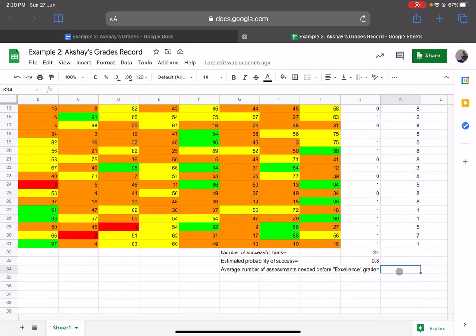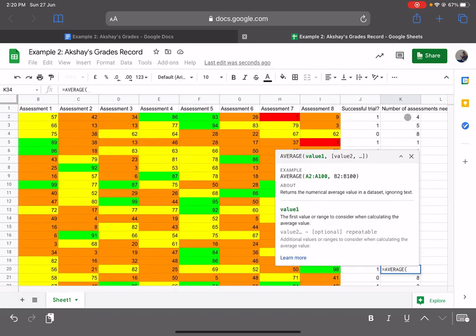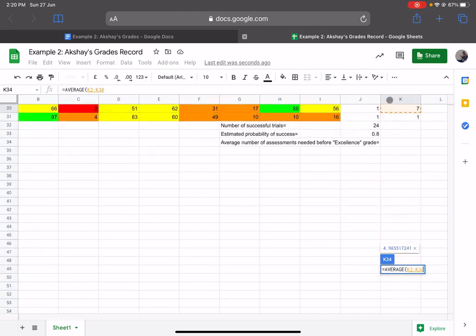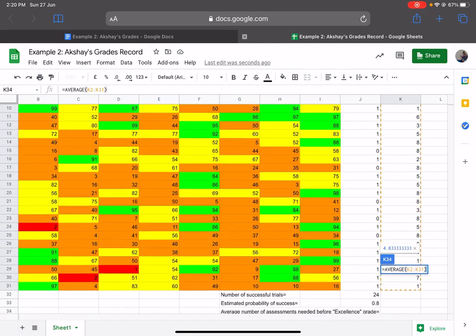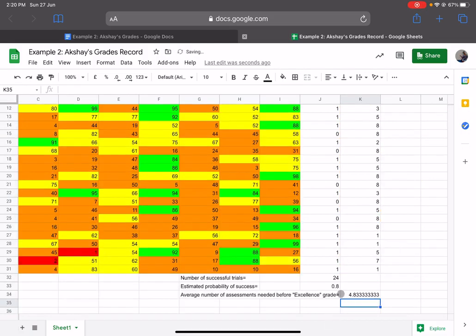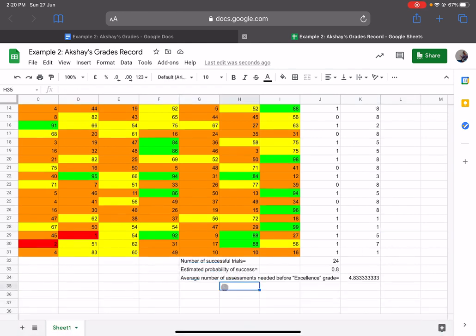Now, Google Sheets has a formula to do this, so we don't actually have to add them up all ourselves. We can just write average, bracket, and then select all of these. Whoop, that went too far. Like that. Average bracket K2 to K31. And that is, it's already worked it out, it's 4.83. Now we're going to round that properly, round it sensibly.